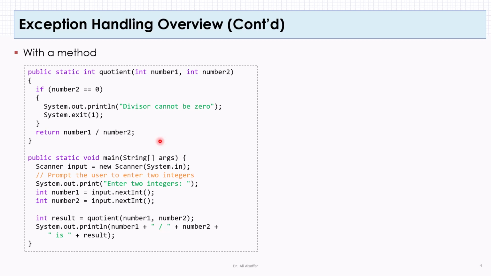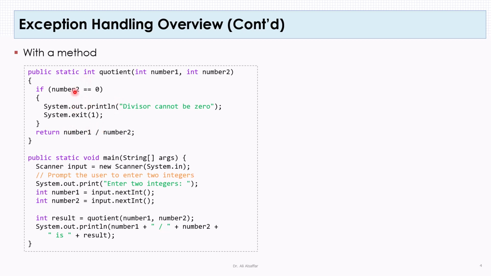Here is our code rewritten so that the computation of the quotient is made as a method, and the method is called quotient. So quotient simply returns number 1 divided by number 2. So we have two methods. One is the main method and the other one is the quotient method. Inside the main method, after reading the two numbers, the main method will call the quotient method, supplying number 1 and number 2 as parameters. The quotient method will return the result, which will be saved into the result variable and printed on the screen. So the quotient method returns the quotient of two integers.